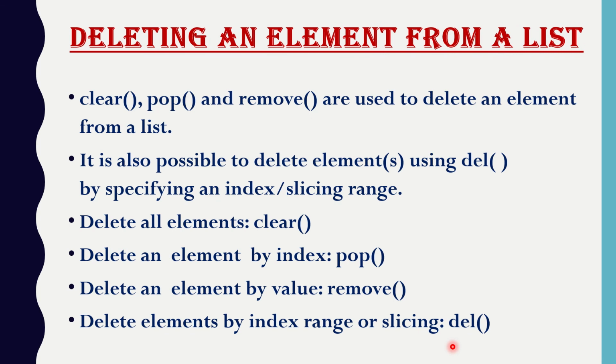Now let us come to deletion. In order to delete elements from a list, you have lots of functions available. If you want to delete all elements, we can use the clear function. If we want to delete an element by index value, we can use the pop function. If we know the value of the element, then we can use the remove function. We also have the del function if we want to provide an index range or an index slice. So using the del function, we can also delete more than one element. Let us look at examples and see how this can be done.